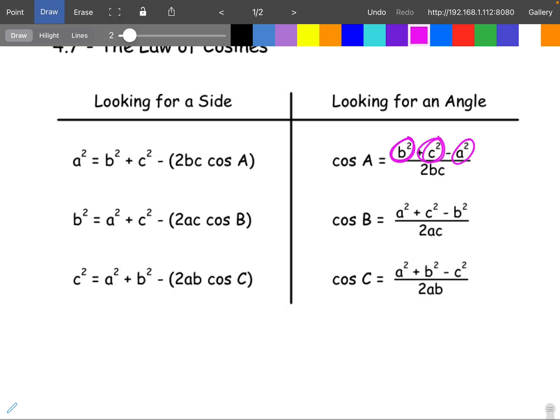So if you kind of just memorize those patterns, then it's not 6 formulas that you have to memorize. It's really just getting the pattern down. So we're going to take it and we are going to apply this.